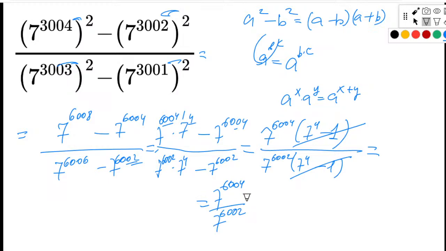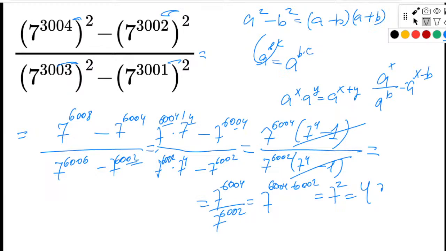Here we know that a to the power of x divided by a to the power of b equals a to the power of x minus b. We do this here. 7 to the power of 6004 minus 6002. It gets 7 to the power of 2 and it's equal to 49. So this is the one way to solve it. Let's do the other way with this one.